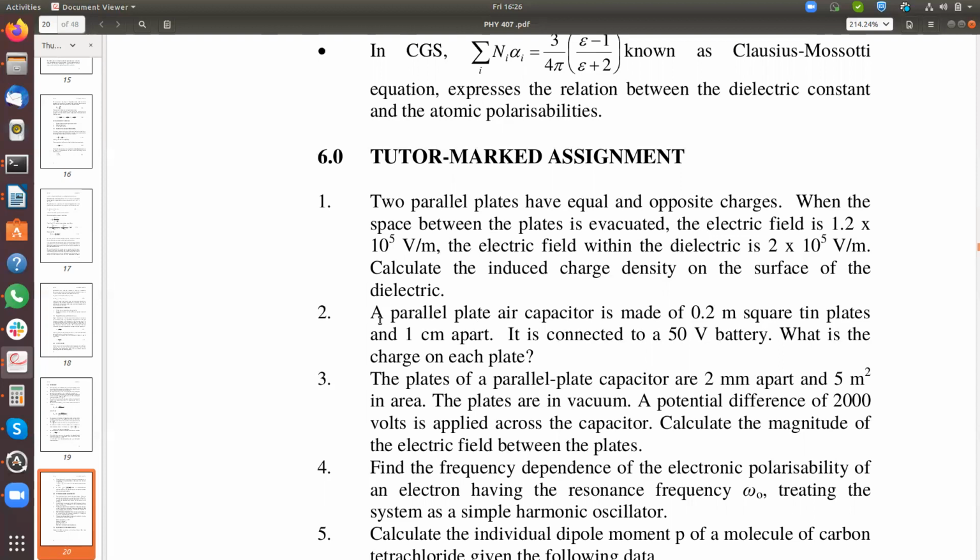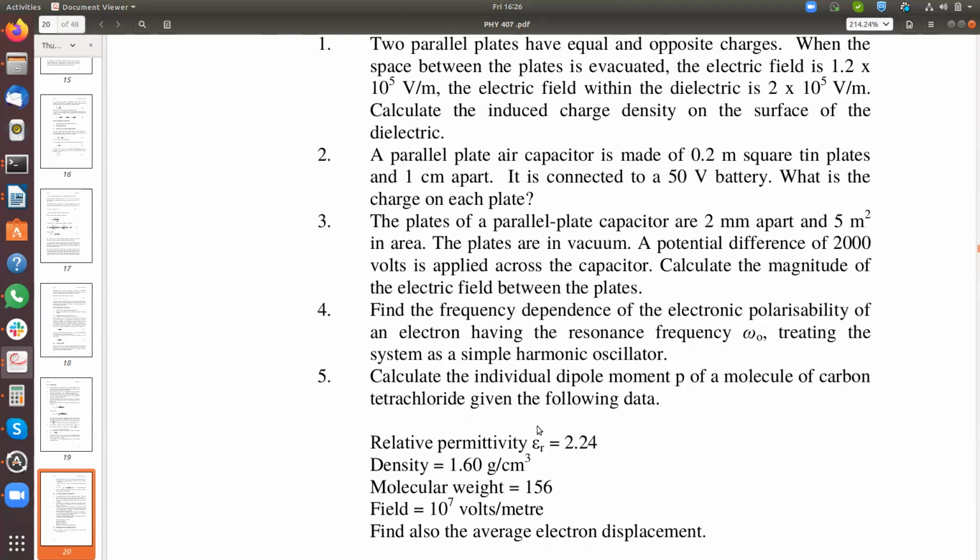The second question is that a parallel plate air capacitor is made up of 0.2 meters squared thin plates, 1 centimeter apart. It is connected to a 50-volt battery. So what is the charge on each plate? You are expected to try to solve this problem.